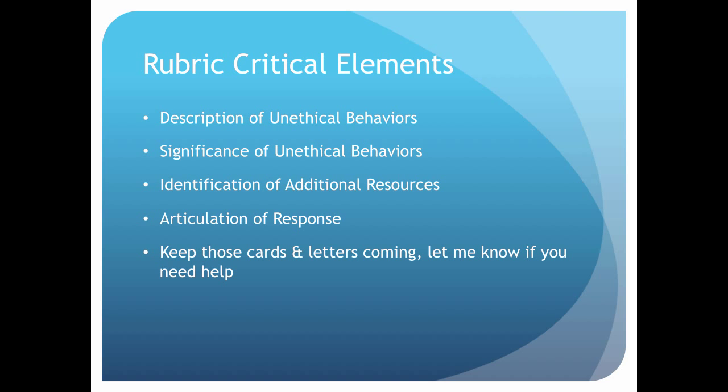Okay, these are, I should say, the critical elements in the rubric. You have to have a description of the unethical behaviors. You need to have the significance of those unethical behaviors. Those are two separate parts of the paper. They're going to be at least probably a couple paragraphs apiece. Then you're going to have an identification of additional resources, and those are the sources we just talked about. And then finally, you'll be graded on the articulation of response, punctuation, your citations, those kinds of things. Okay, so those are your critical elements that are in the rubric.